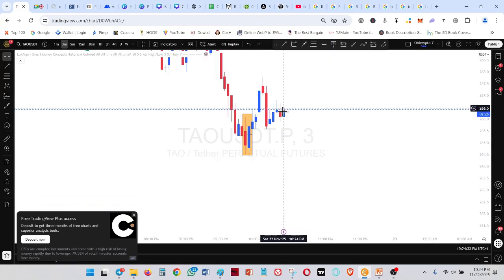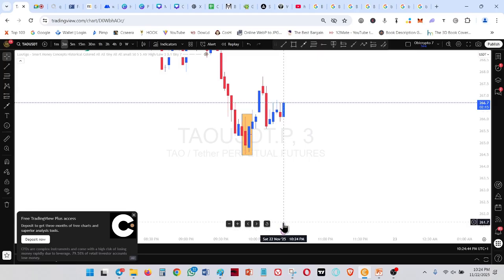Now, this candle that is forming right now, this particular one that you are seeing, come to the bottom here. What is the time you are seeing there? Check the time of this candle. At the bottom, what do you see? This is Saturday, 22nd November 2025, exactly 10:24 p.m. Can you see the time there?